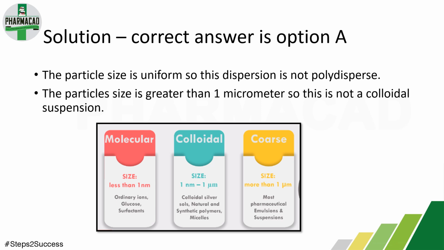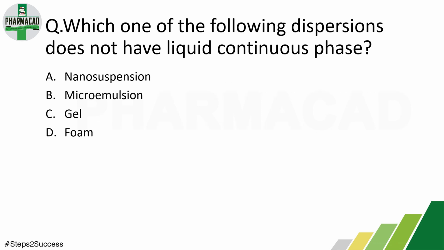and coarse in nature. Next question, which one of the following dispersion does not have liquid continuous phase? Option A, nano suspension. Option B, microemulsion. Option C, gel. Option D, foam. So the correct answer is option C, gel.